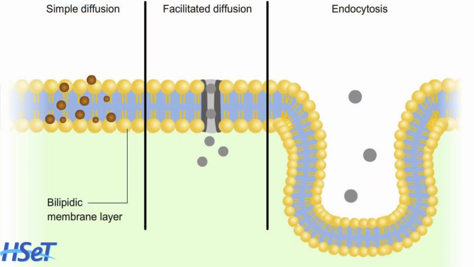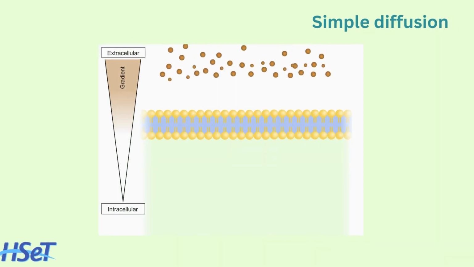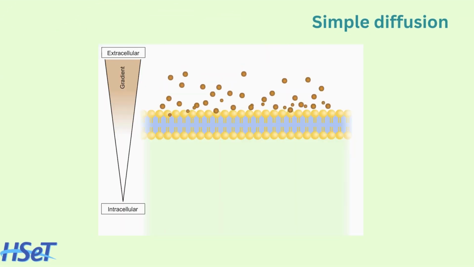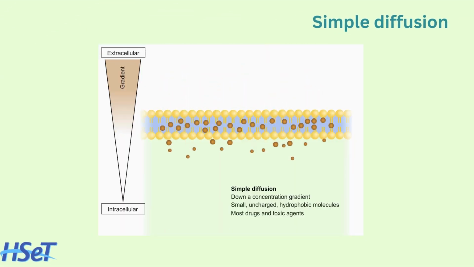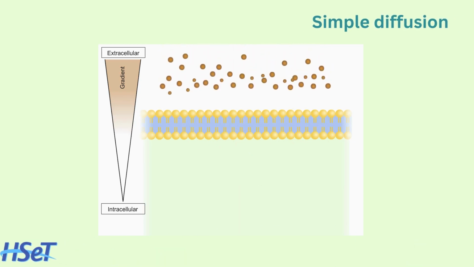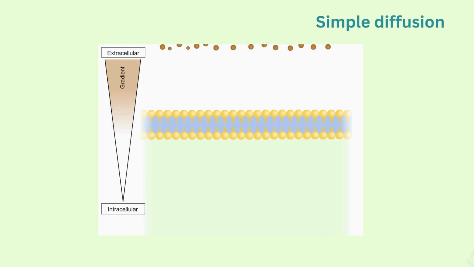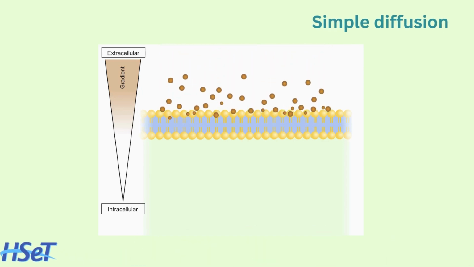Absorption mechanisms can be described as simple diffusion, facilitated diffusion, and phagocytosis/endocytosis. Simple diffusion across the bilipidic membrane barrier is the most important and frequent mechanism of absorption for drugs and toxic agents. Liposoluble non-ionized molecules diffuse down a concentration gradient as a function of their size and partition coefficient.